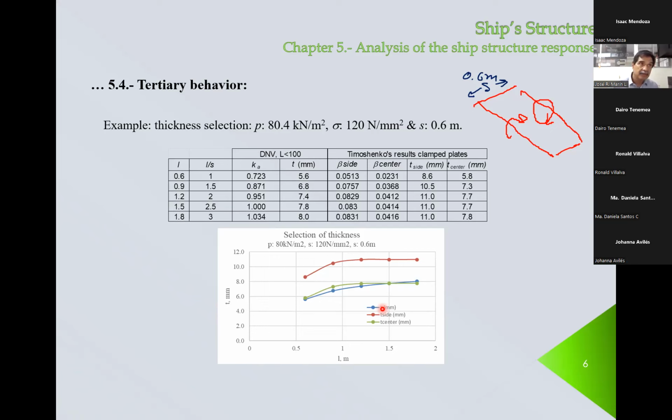And as a result, more or less, the stress in the y direction on the edge and at the center of the plate are basically the same. That's the idea. So if we take the stress at the center of the plate and we select the thickness with that level of stress, we obtain a result very close to what the classification society recommends. That was the message that we discussed last class.